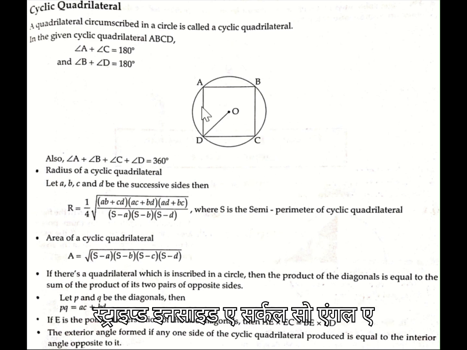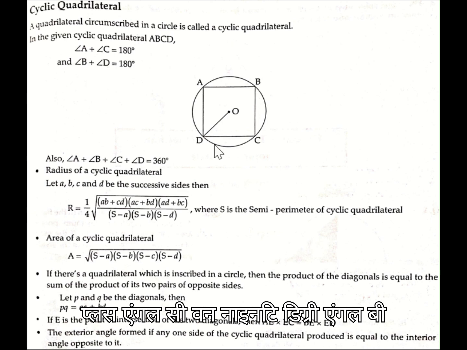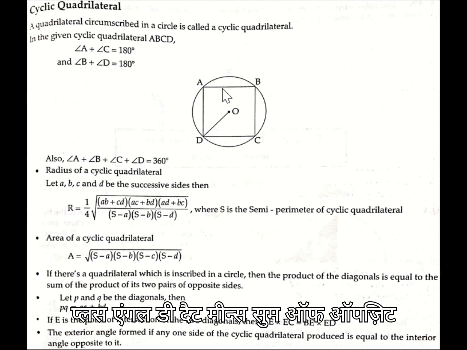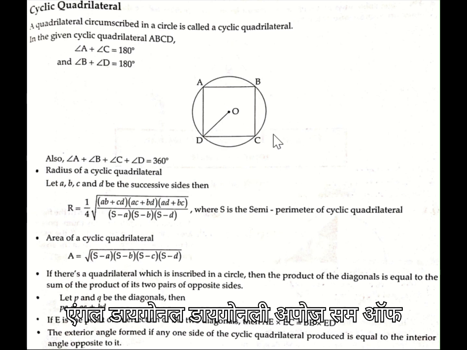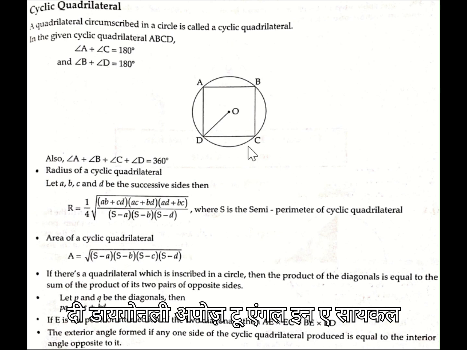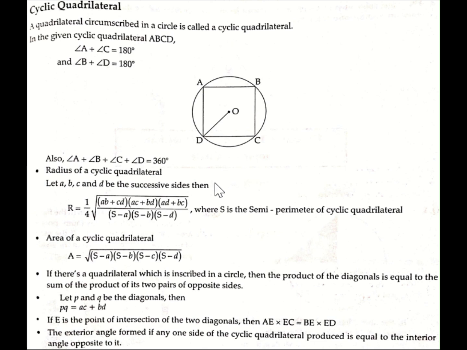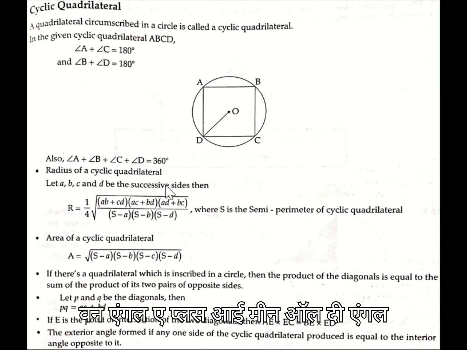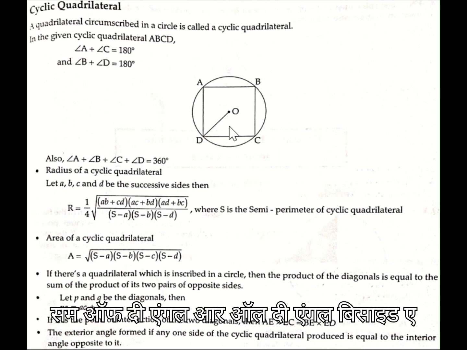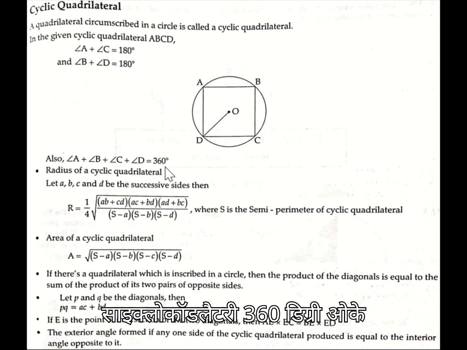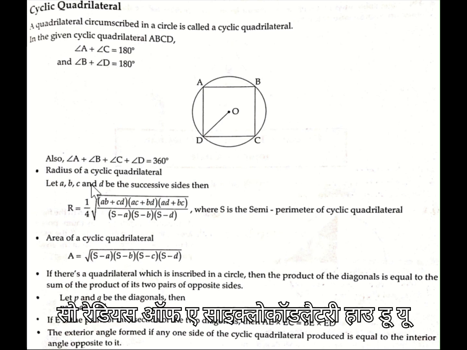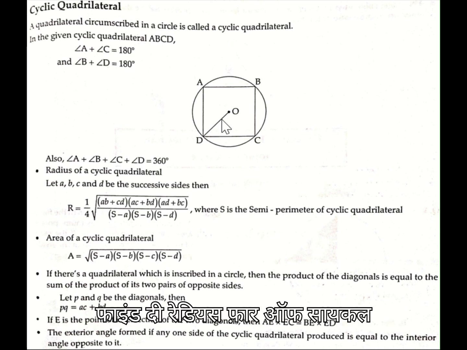So angle A plus angle C is 180 degrees, angle B plus angle D is 180 degrees. That means the sum of the diagonally opposite angles in a cyclic quadrilateral is 180 degrees. I can also write one identity: the sum of all the angles inside a cyclic quadrilateral is 360 degrees. Okay, so the radius of a cyclic quadrilateral.